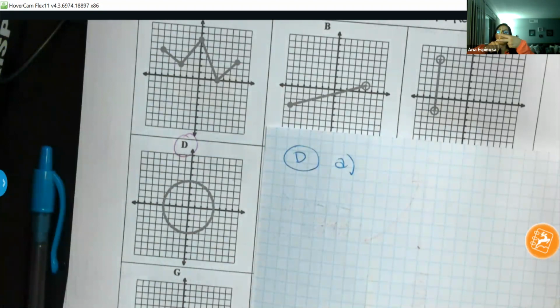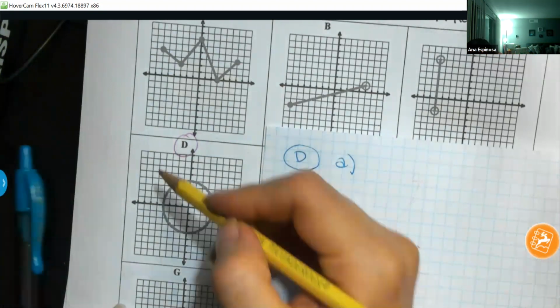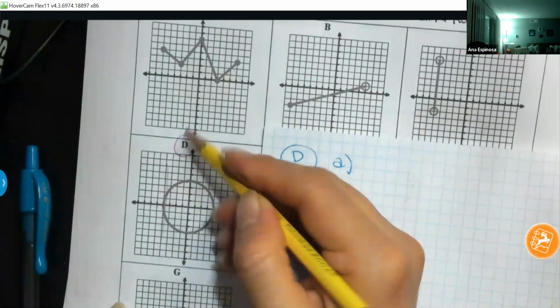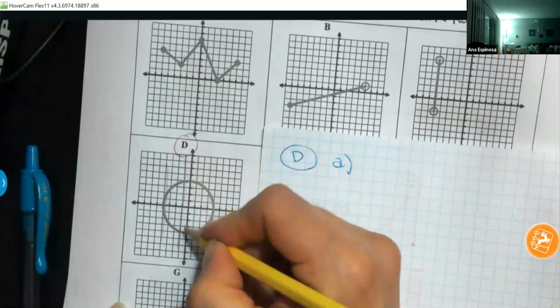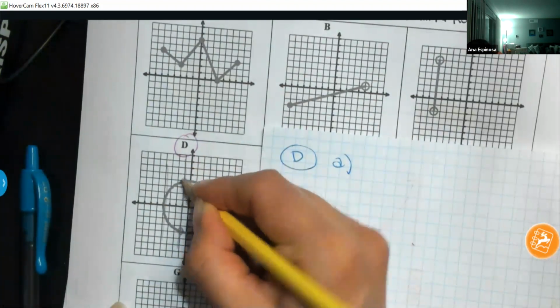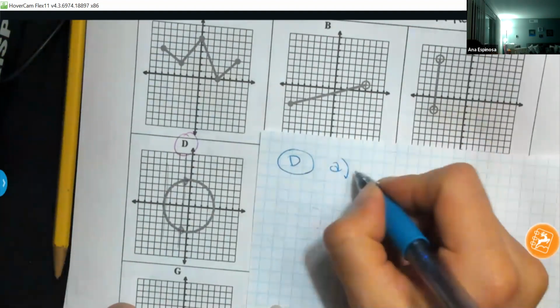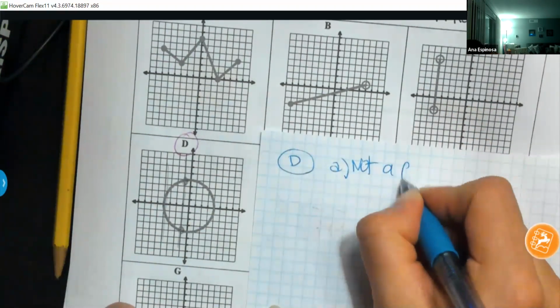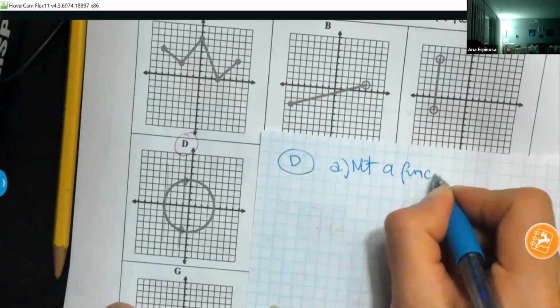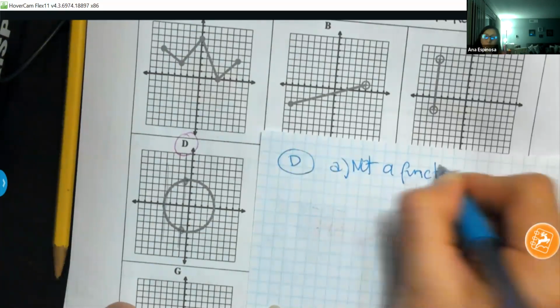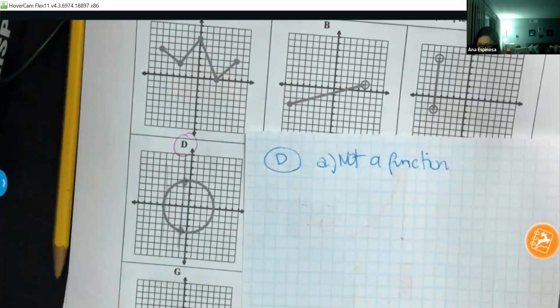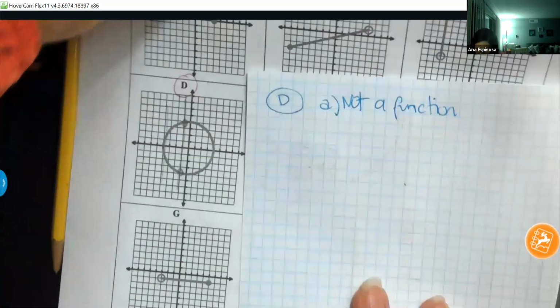If it touches more than one point, it's not a function. So if I pass it here, one point. But if I move the line anywhere inside, it touches more than one point. That is not a function. Okay, that's the first thing. That was the easiest part.